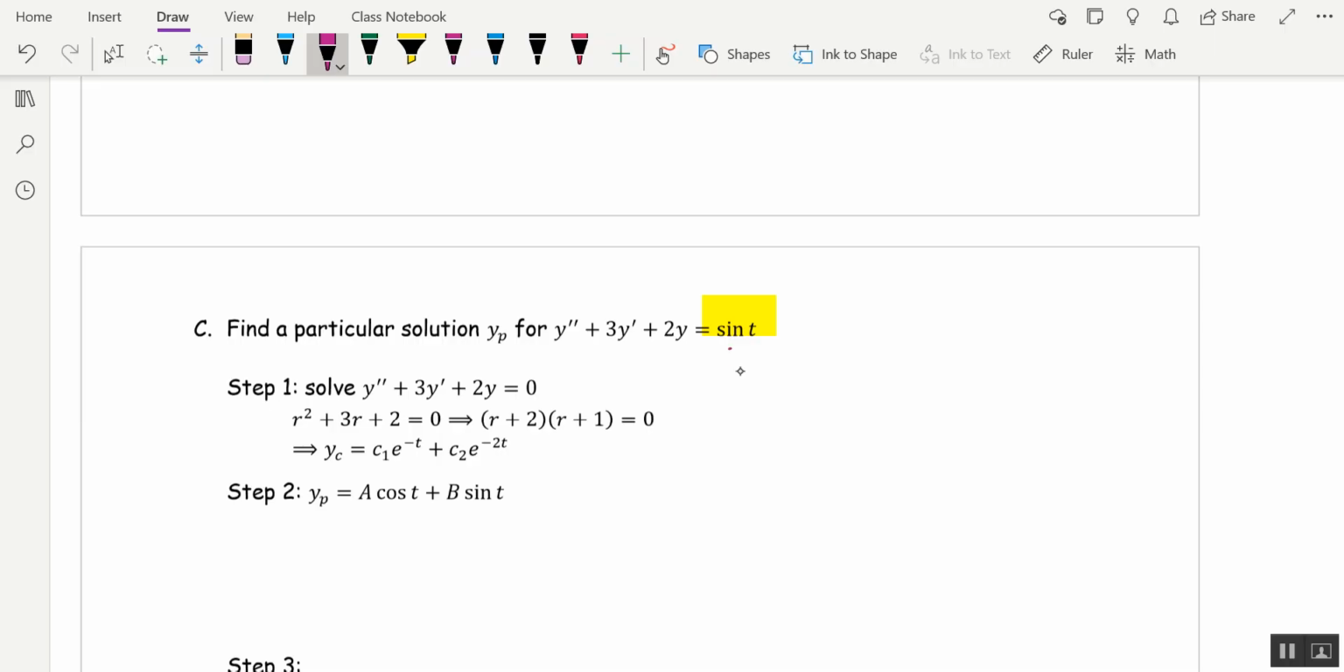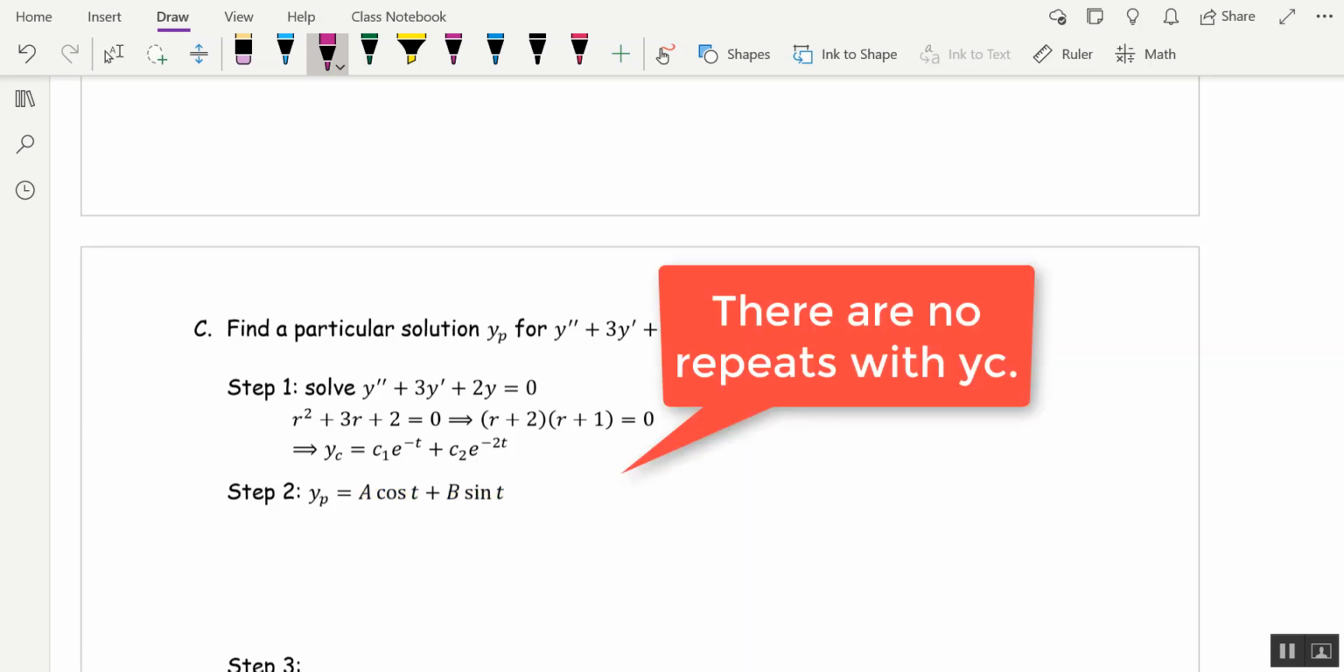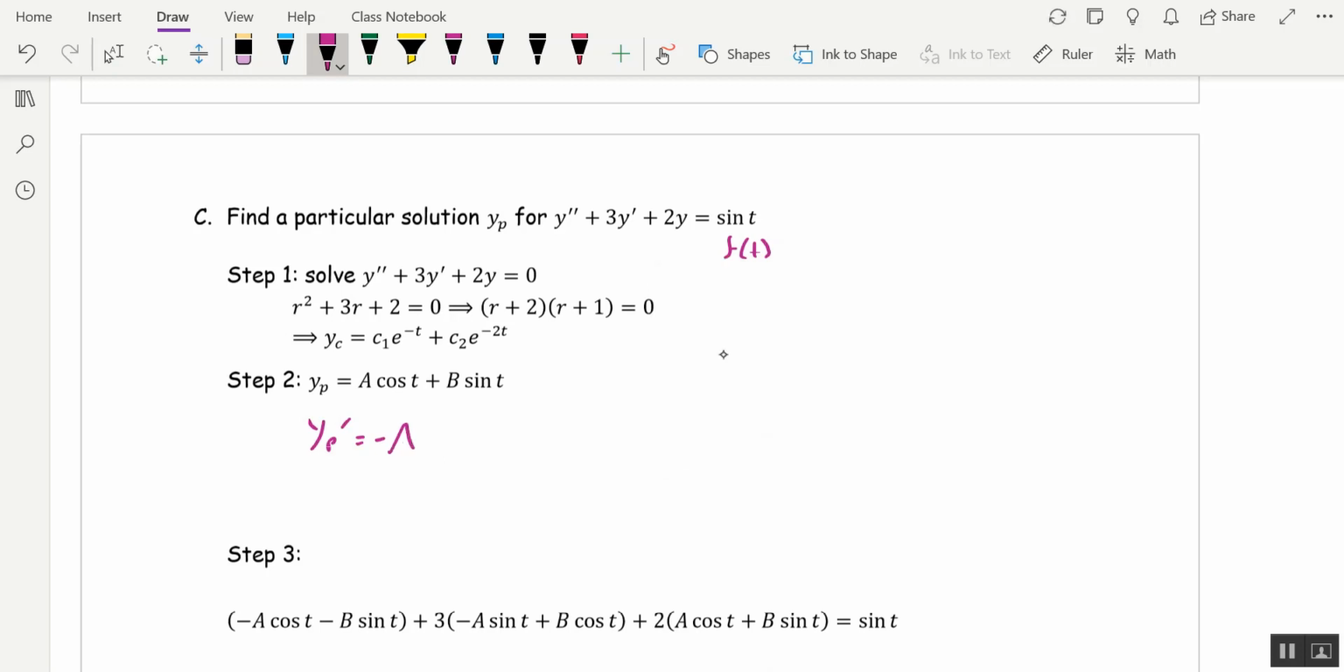Step 2, this is my f of t. So if I go to my table for sine t, your beta is 1. For sine t, you're going to need a constant times cosine plus a constant times sine. The order doesn't matter. So yp prime is negative a sine t plus b cos t, and yp double prime is negative a cos t minus b sine t.